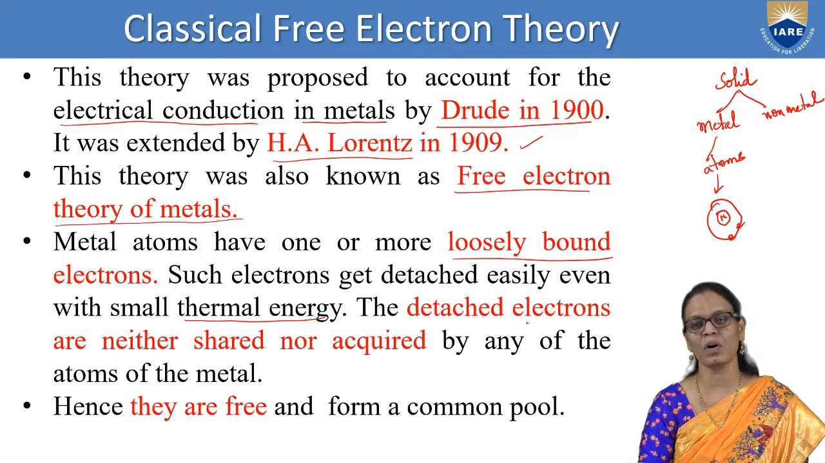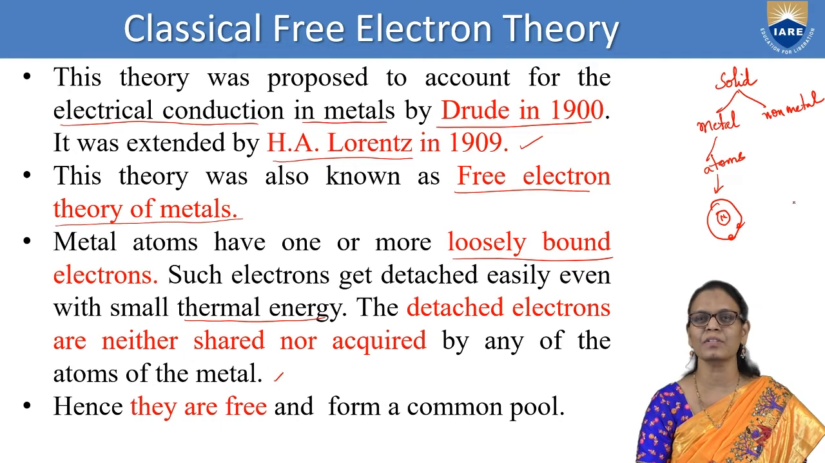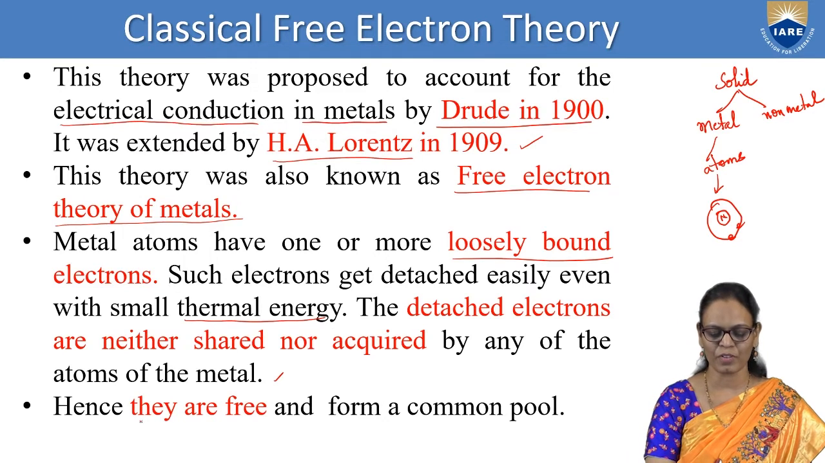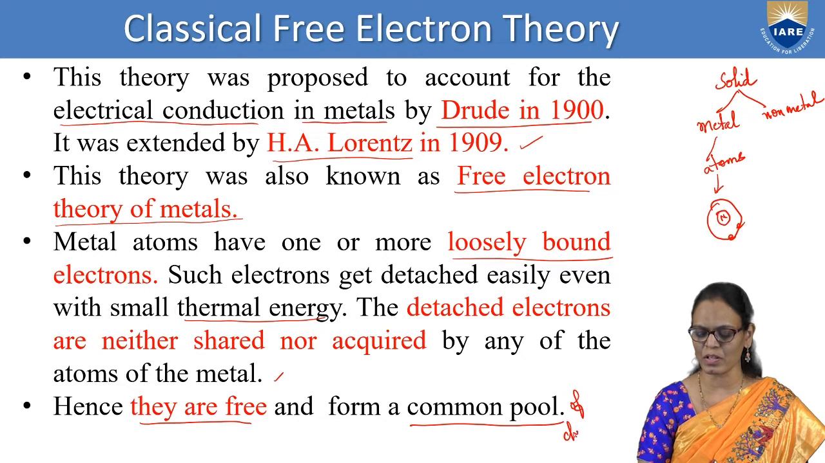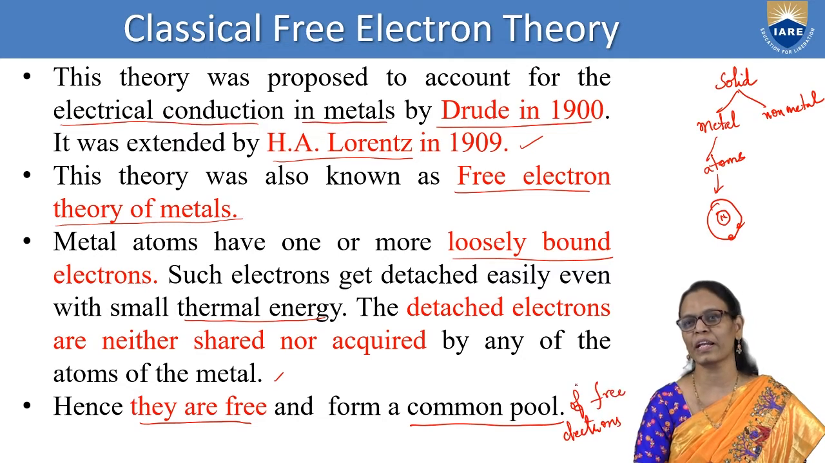And these electrons which are detached from the atom are neither shared nor acquired by any of the atoms of the metal. So once the electrons are detached from the atom, they are moving freely. They are neither shared with the other atoms nor acquired by the other atoms. So they are free and they make a common pool. Here we are talking about a common pool of electrons, the electrons which are free now. So I'll mention: common pool of free electrons.